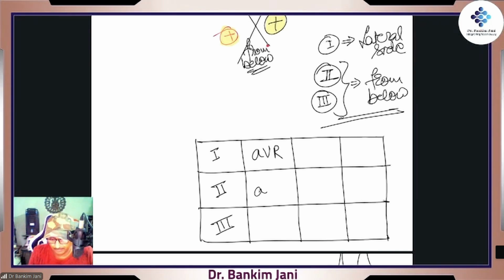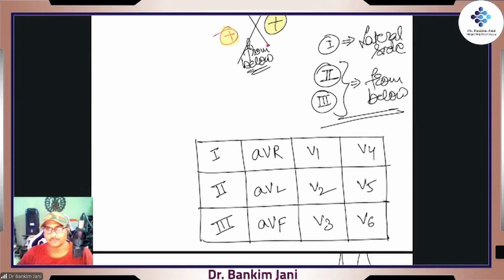AVR, AVL, AVF, and then V1, V2, V3, V4, V5, V6. This is an international standard. It has to be in this format. And now that digital machines have come up, they are automatically arranged like this. So when you get a running strip, it will be a long ECG, and that is where you have to fold it and check it.